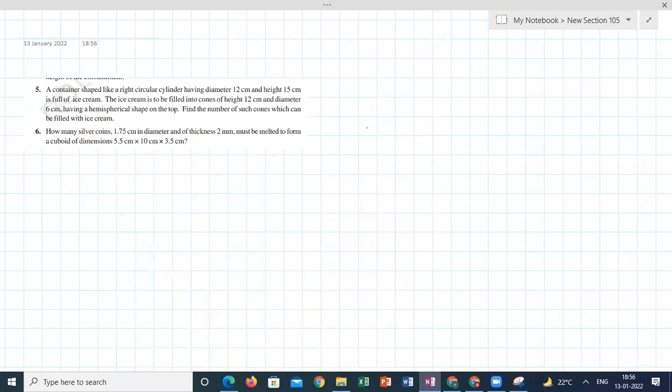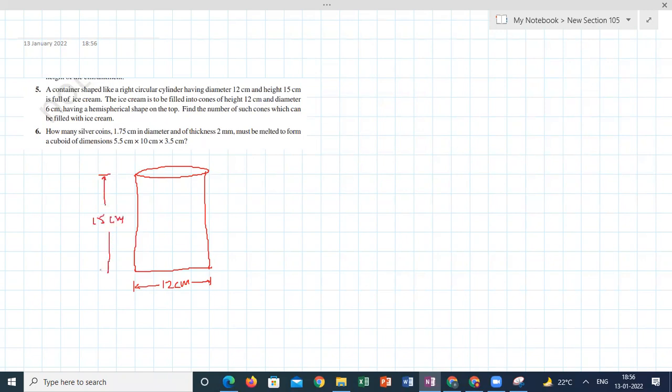A container shaped like a right circular cylinder having a diameter of 12 centimeter. A container which is looking like a right circular cylinder. It is like this. It's a container. And its diameter is 12 centimeter. Height is 15 centimeter. It is full of ice cream.